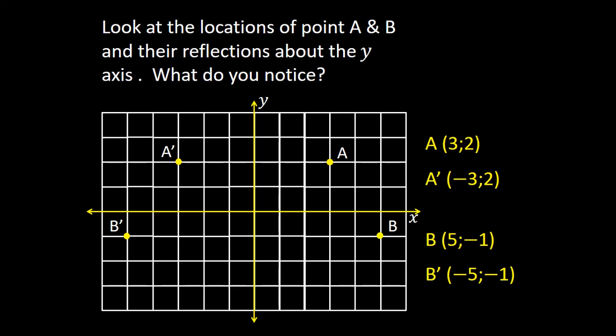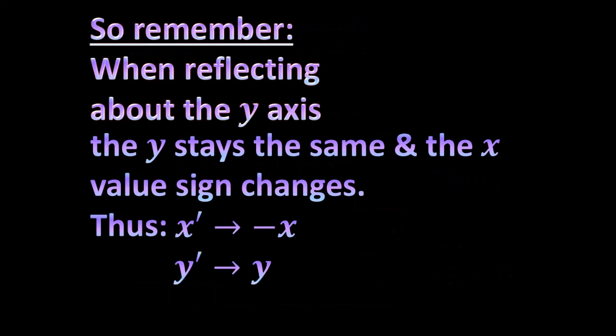Let's look at point B. Point B is 5, -1. If I look at B prime, I have -5, -1. Can you see that my y value is staying the same, but my x value, the sign, is changing? So when reflecting about the y-axis, the y stays the same and the x value sign changes. So mathematically, x prime equals -x and y prime equals y.